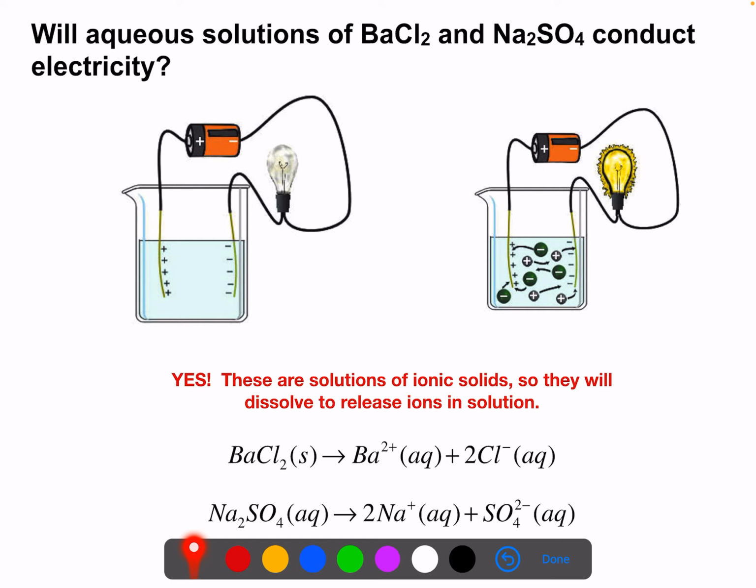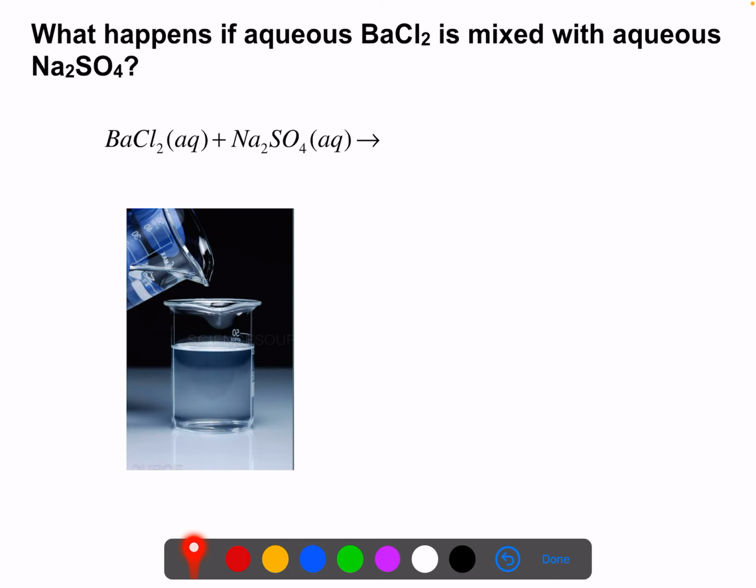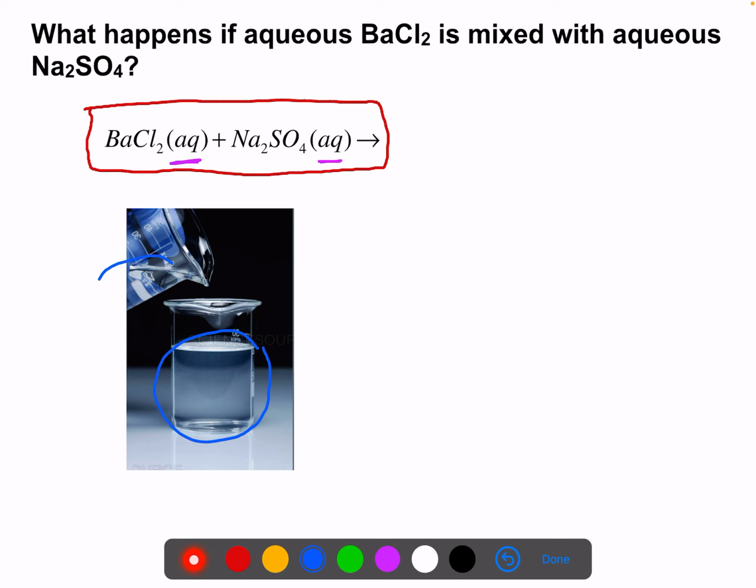Now, when we think about reactions, what we're going to do is mix solutions. So if we take aqueous barium chloride and aqueous sodium sulfate and we mix them, what happens? I have the start of a chemical reaction here: barium chloride plus sodium sulfate, and notice the phase of matter. These are aqueous. Both solutions, here's one of them and here's the other, are completely clear. They're colorless. Both of these ionic solids completely dissolve in water.